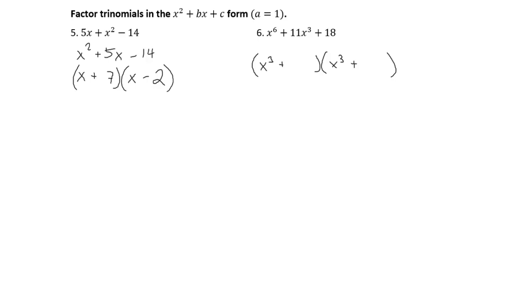And we should use 9 and 2. So x to the third times x to the third is x to the sixth. 9 times 2 is 18. Middle is 9x to the third. Outer is 2x to the third. 9x to the third plus 2x to the third gives you 11x to the third in the middle.